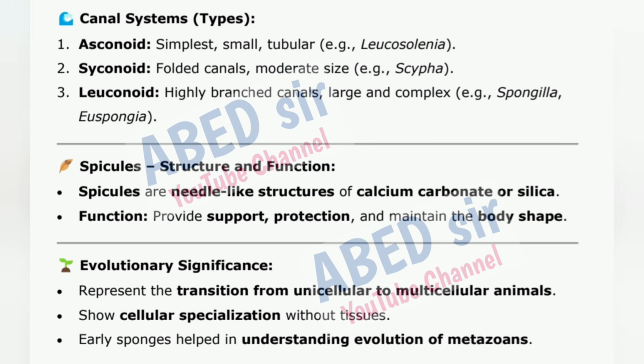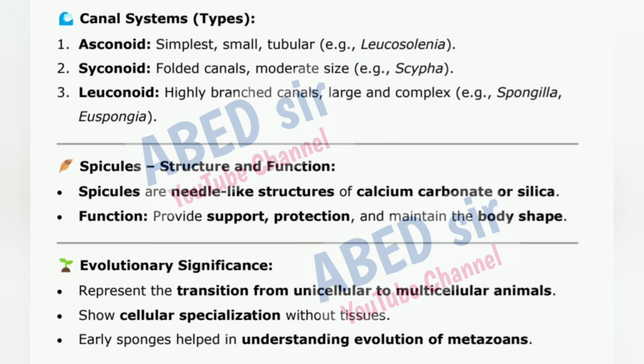Canal systems, types. 1. Asconoid, simplest, small, tubular, example, Leucosolenia. 2. Syconoid, folded canals, moderate size, example, Scypha. 3. Leuconoid, highly branched canals, large and complex, example, Spongilla, Euspongia. Spicules, structure and function. Spicules are needle-like structures of calcium carbonate or silica. Function, provide support, protection, and maintain the body shape.